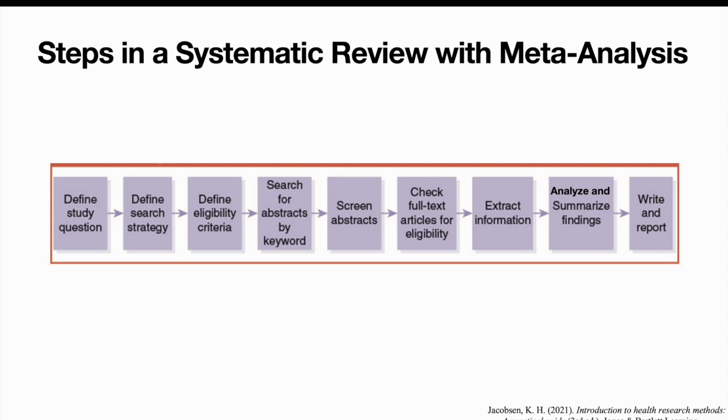So you have to come up with criteria for why you would exclude or include certain articles in your review. Then after all of that, you would search for the abstracts by keyword. You would go through and screen your abstracts. And then you would check full text articles for eligibility, right? Then you go through, you read the whole article, and you see whether it meets the inclusion or exclusion criteria. You take out the information. In a systematic review, you would summarize the findings. In a meta-analysis, you need to analyze the findings. And in a systematic review with meta-analysis, you need to analyze and summarize your findings. And then you write it up and you report it out.